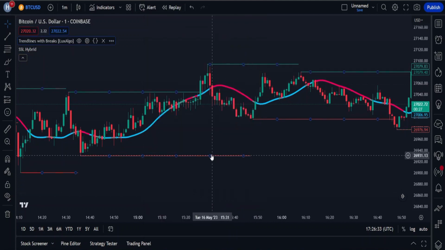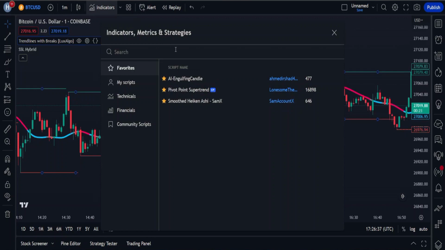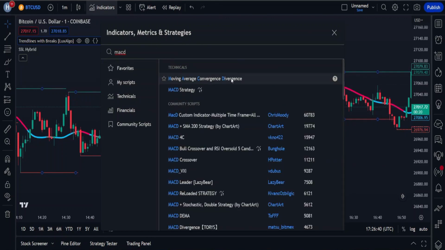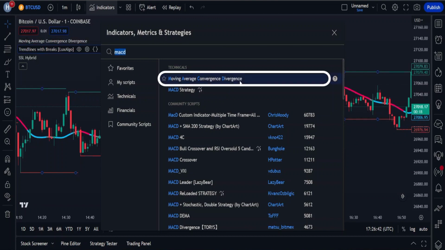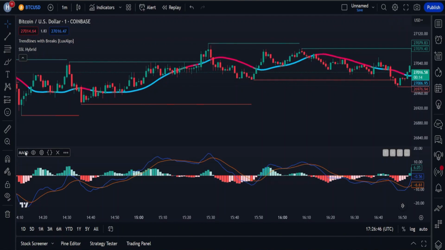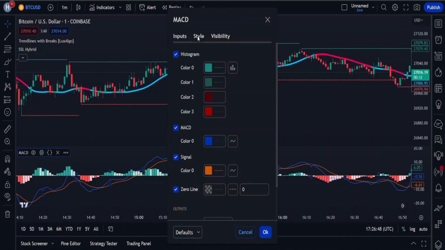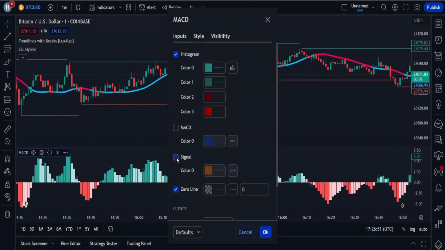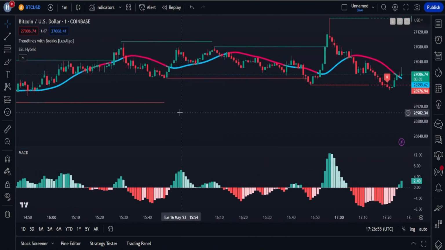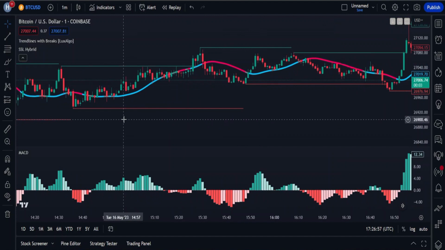Now let's add our third and final indicator to the chart. So for the third indicator, in the search bar of the Indicators section, we need to search for the Moving Average Convergence Divergence, also known as MACD, and add this one to the chart. By the way, we will also change some settings for this indicator. Make sure in the Style section, the MACD and the signal lines are disabled. So after this is done, our chart will be set and ready for the strategy.